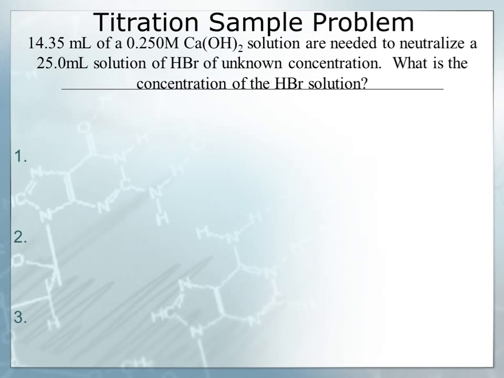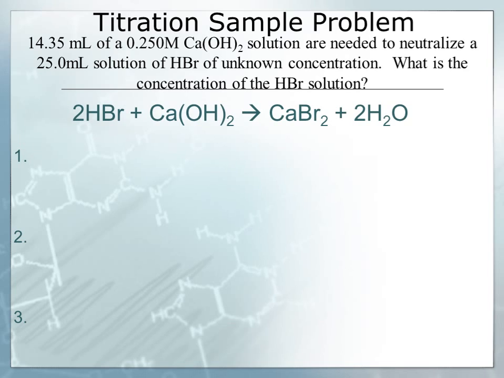In our second example, we see that we have a 0.250 molar solution of calcium hydroxide, and it takes 14.35 milliliters of that solution in order to neutralize 25 milliliters of a hydrobromic acid solution of unknown concentration. And the question again here is, what is the concentration of that hydrobromic acid solution?